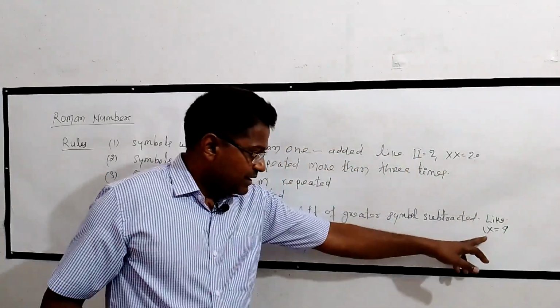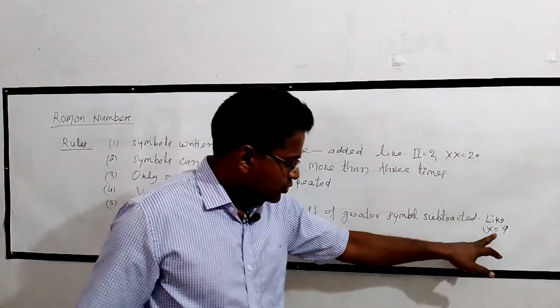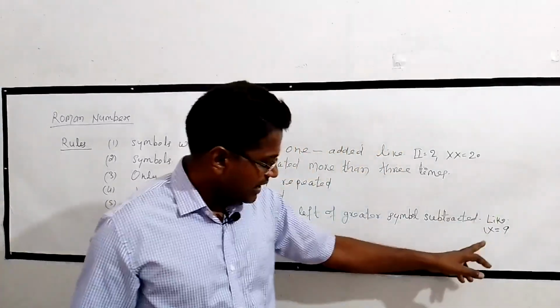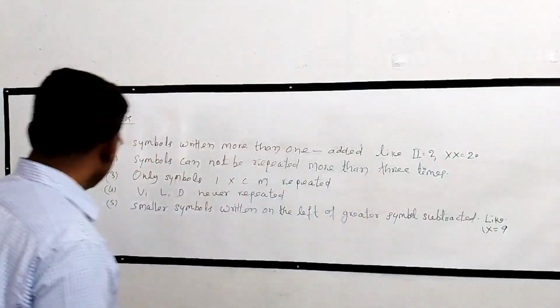So a smaller symbol written on the left of the greater symbol is subtracted. So if you want to write down 9, then you have to write down IX, because you will subtract I from the X, you will get 9.